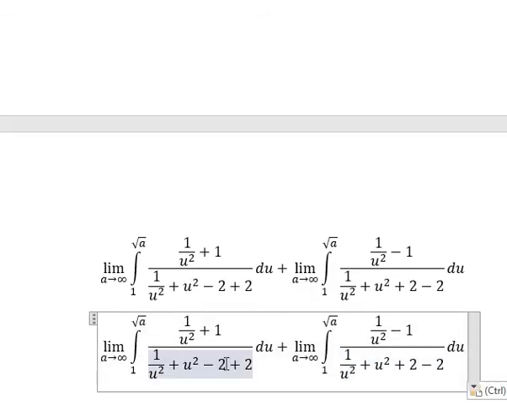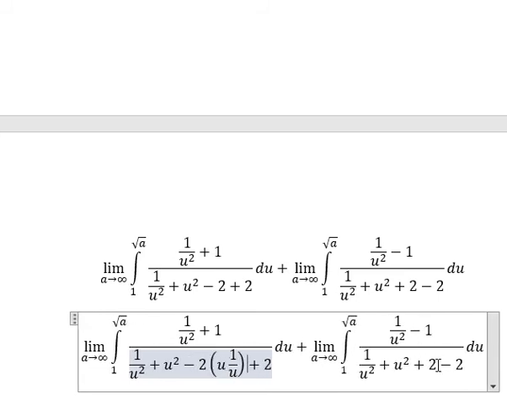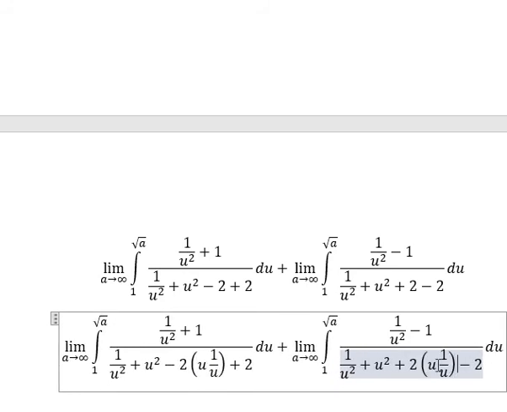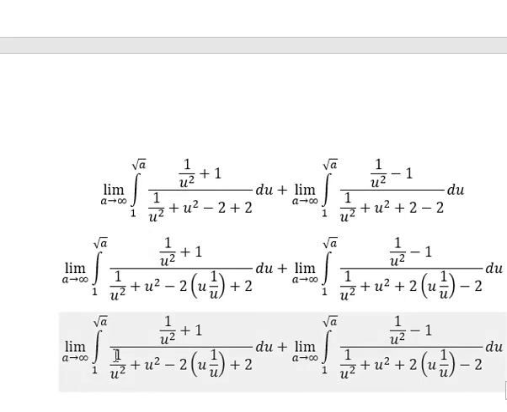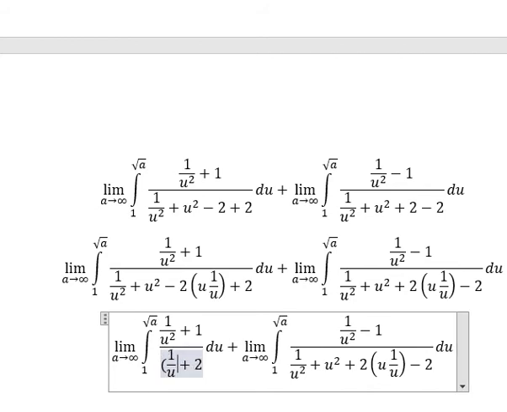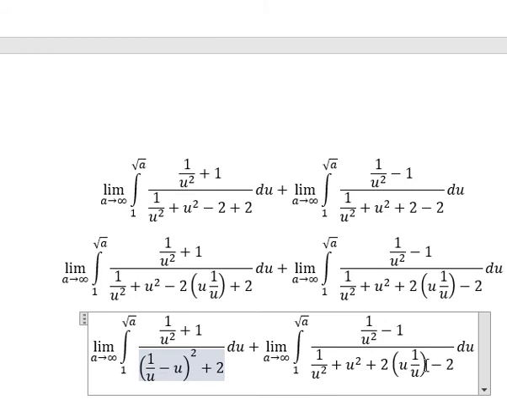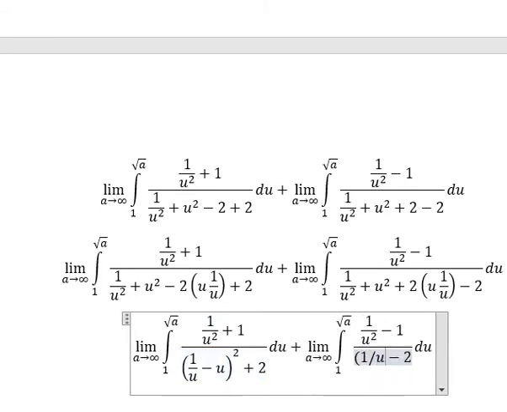So number 2 I can put as u multiplied by 1 over u. Similar for the second one. So this one, that is about identity. So I will put 1 over u minus u to the power of 2. Similar for the second one.